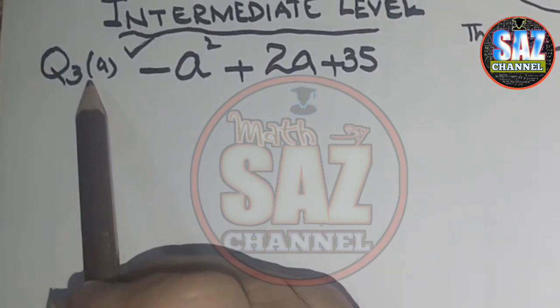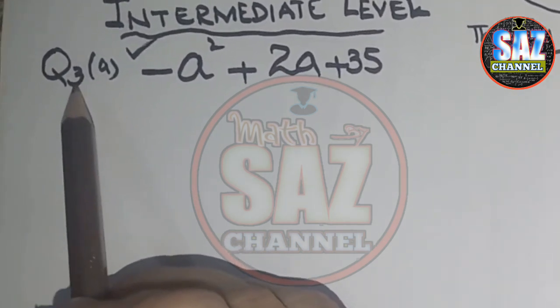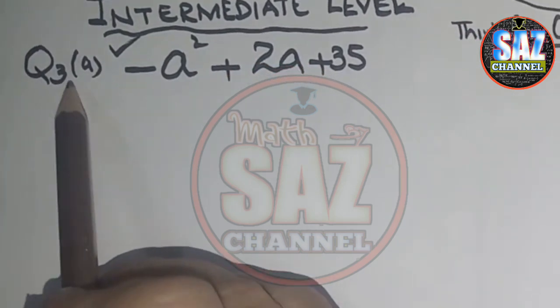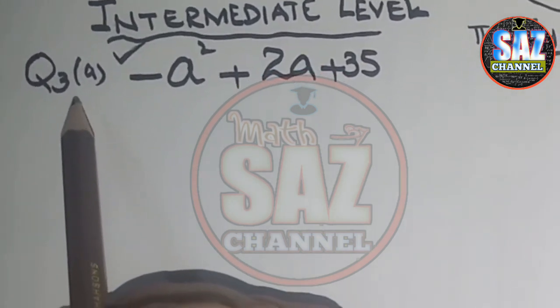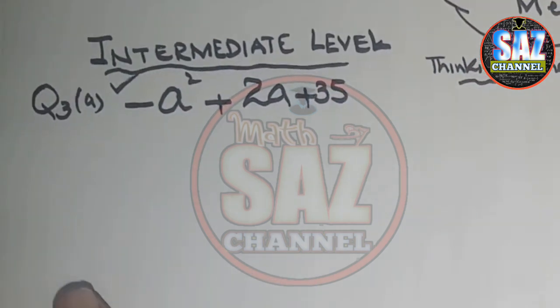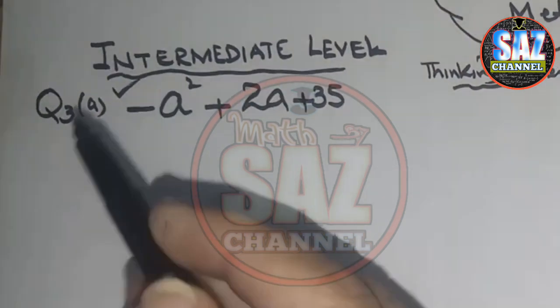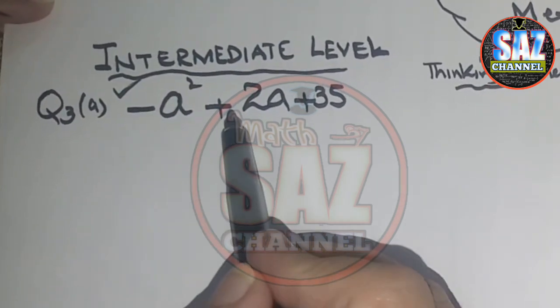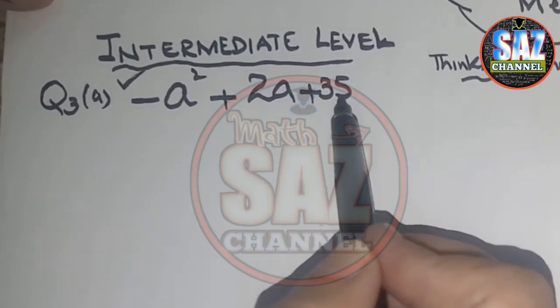But before going to the question, I want to say that you should not skip any part of the video, because if you skip any part, you will have difficulty in understanding the question. Let's read question number 1. The question is minus a square plus 2a plus 35.